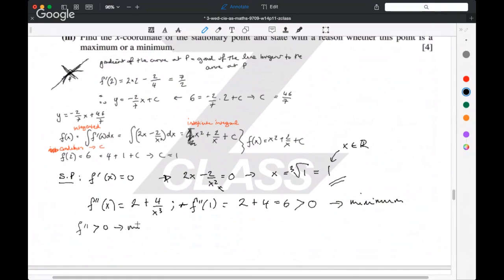That gives a minimum. F prime prime less than 0, that's a max. And f prime prime equal to 0, well, that's a saddle point. It's more complicated. I think it's just a saddle point.